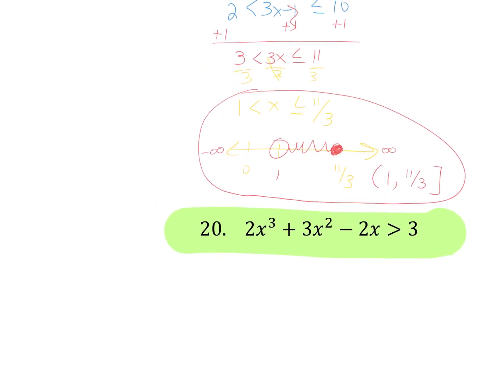All right, let's do these last two. If I don't get 20 finished before the bell rings, I'll do it. My planning period's next, so I'll do it and make sure I post it.